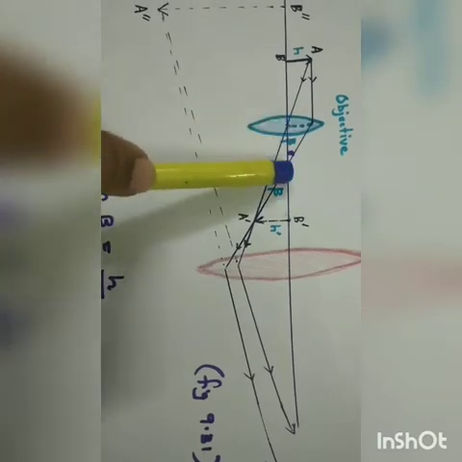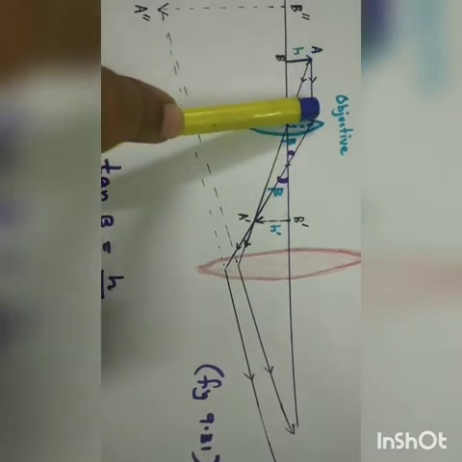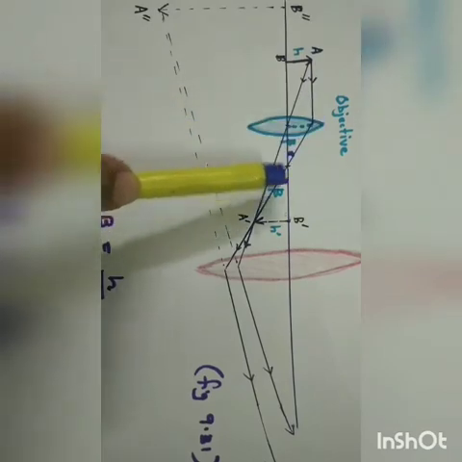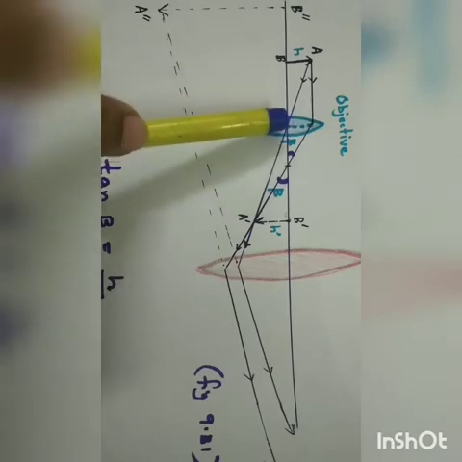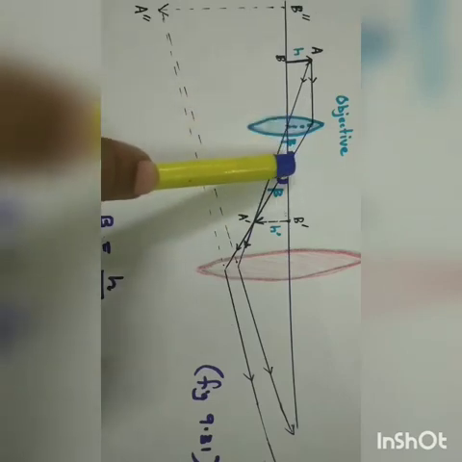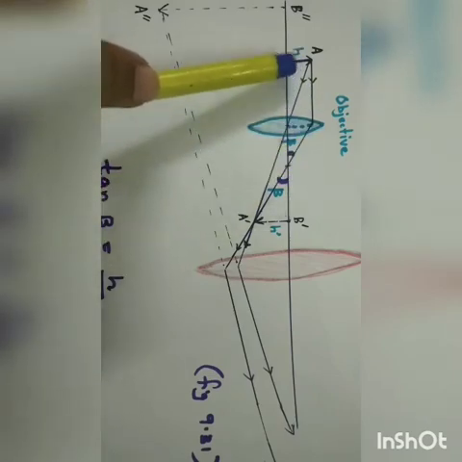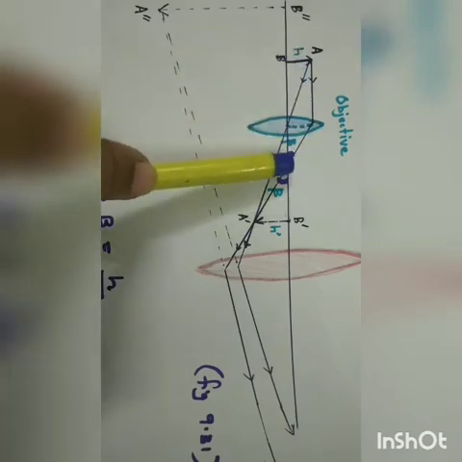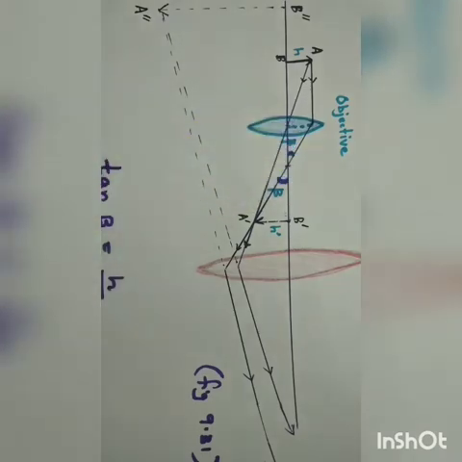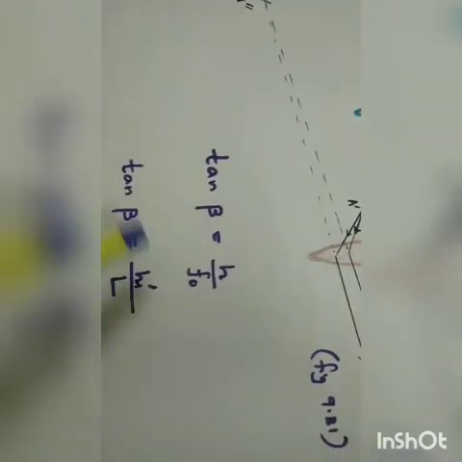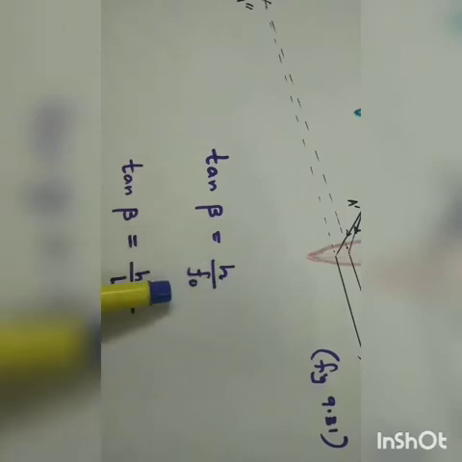What about this distance? A ray passing parallel to the principal axis passes through the focus. So this is the focus of the objective, the second focal point of the objective. A lens has two focal points, the first on this side and the second on this side. The distance from the focus to the pole is the focal length. The focal length of the objective lens we mark as FO. So tan beta is equal to h by FO.